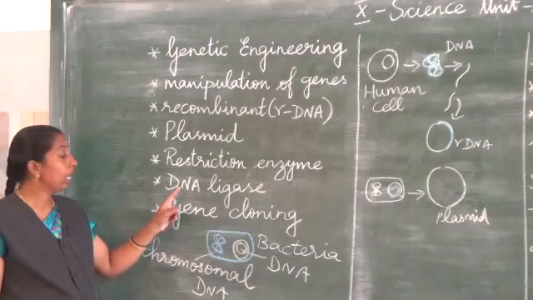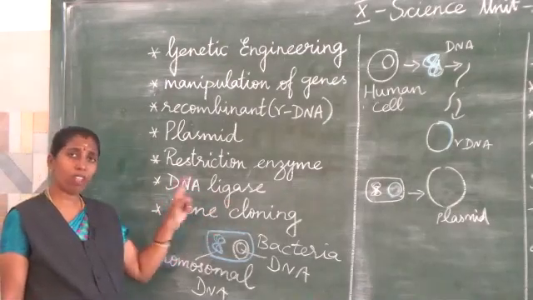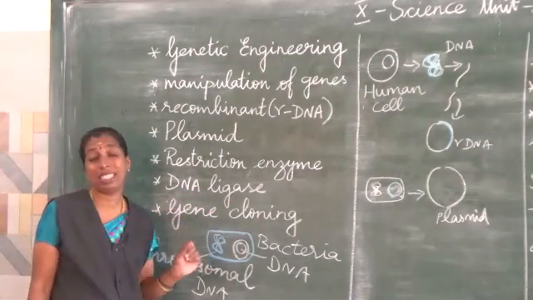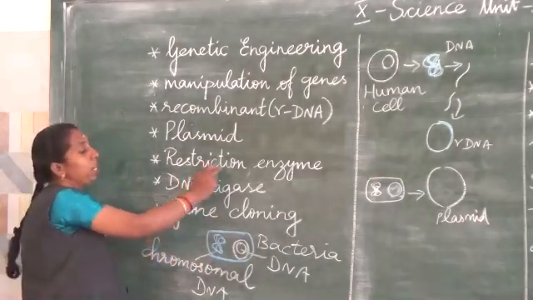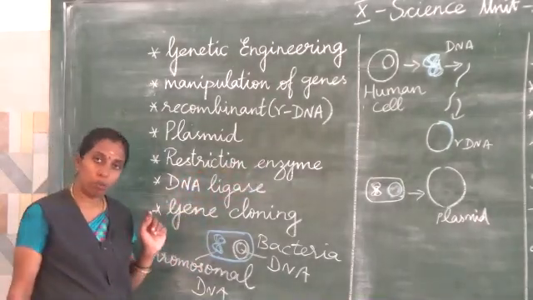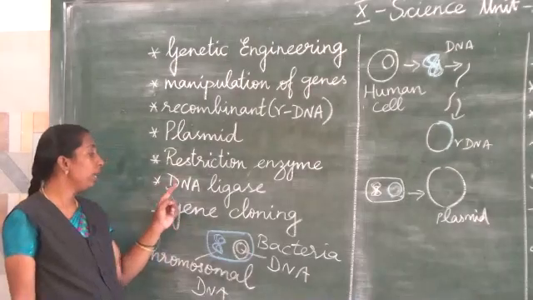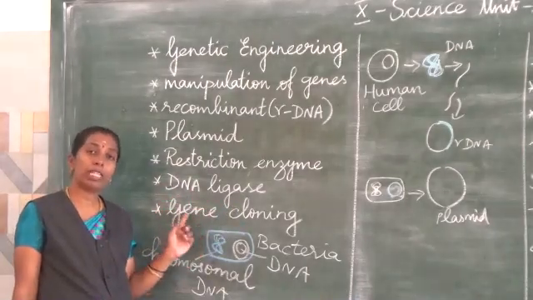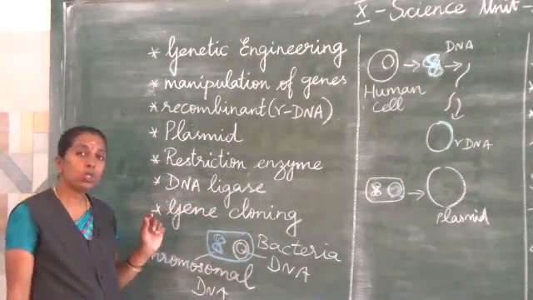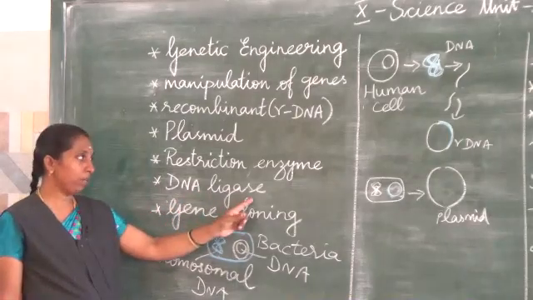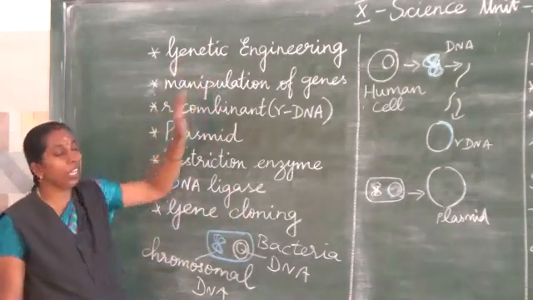Next one is DNA ligase. It can also be called the paste enzyme. Restriction enzyme can also be called a molecular scissor. DNA ligase is also called the paste enzyme, which is used to join the DNA fragments. So, this is about genetic engineering.